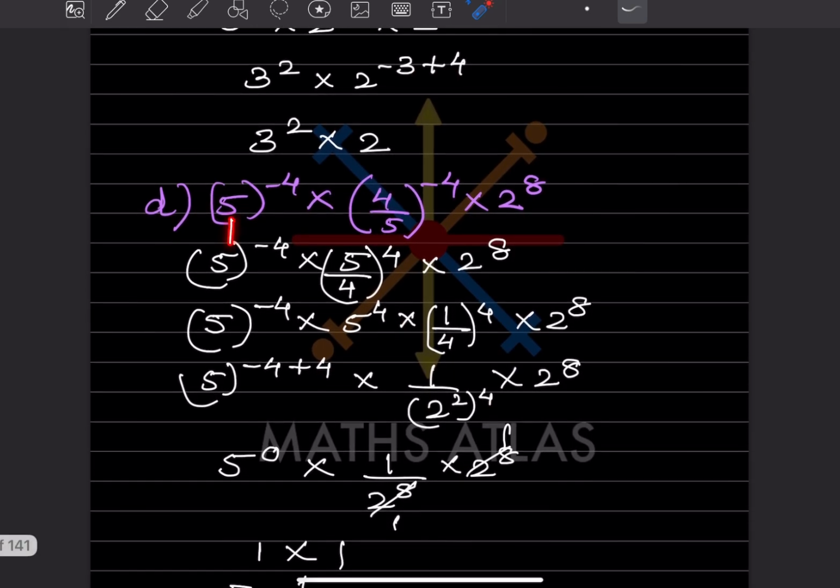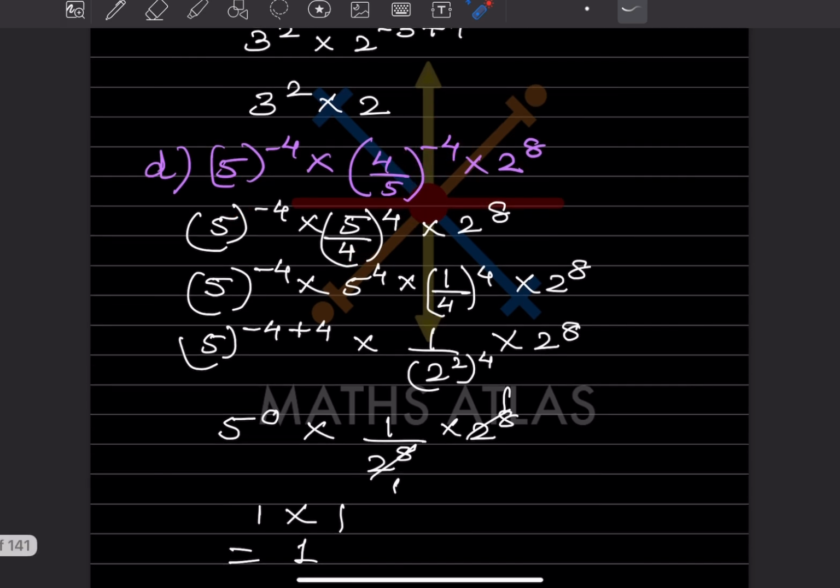Now here this will keep the same. The index is minus 4, so we can flip this over. So that becomes positive 5 by 4 raised to 4. This is the same. Now we can write this the same. This we will make 5 raised to 4, and this is for both of them. So we'll write here 5 raised to 4 into 1 by 4 raised to 4, as this stays the same.